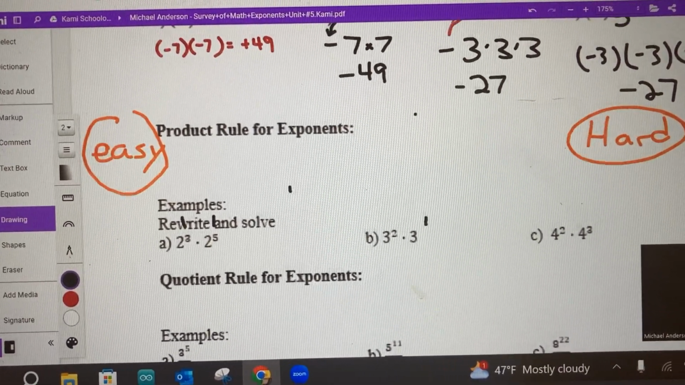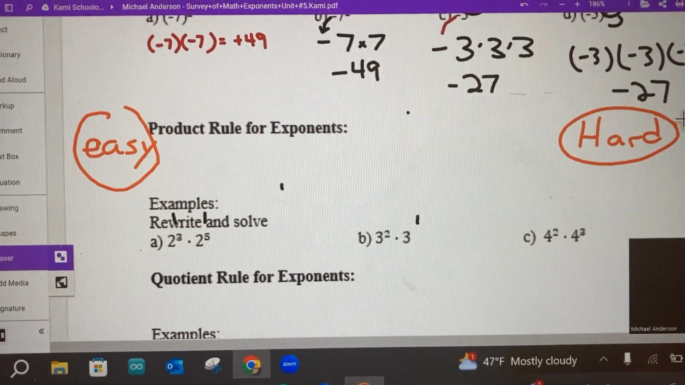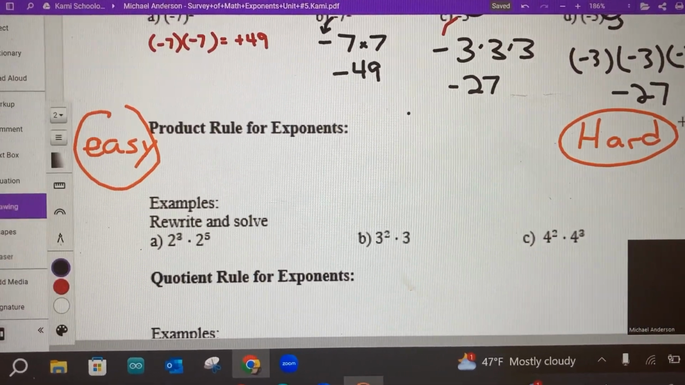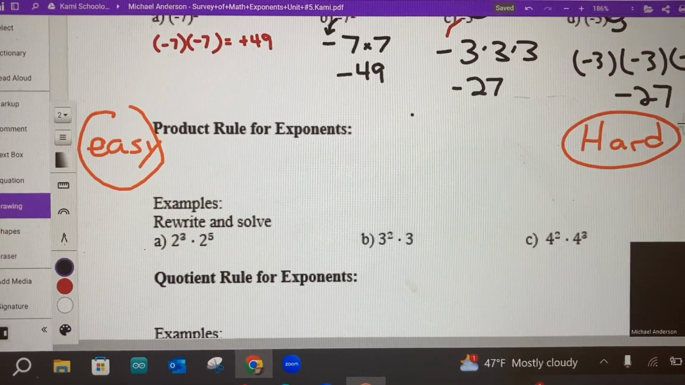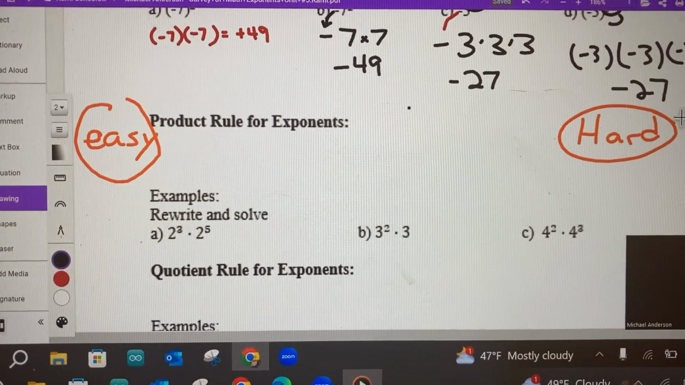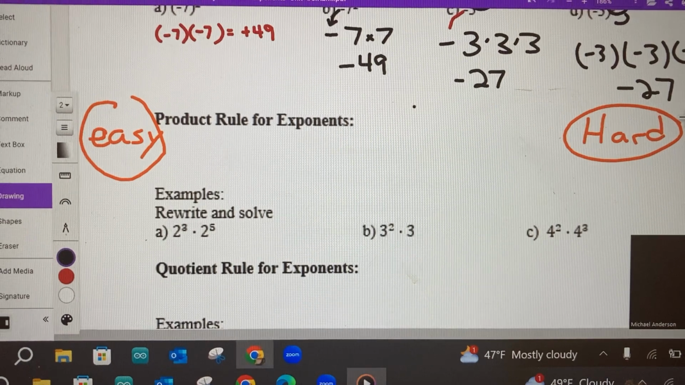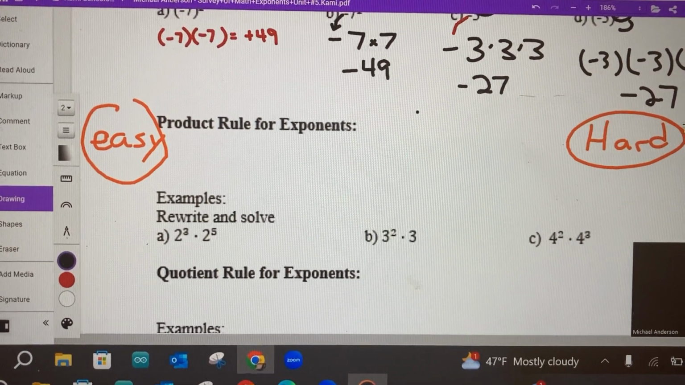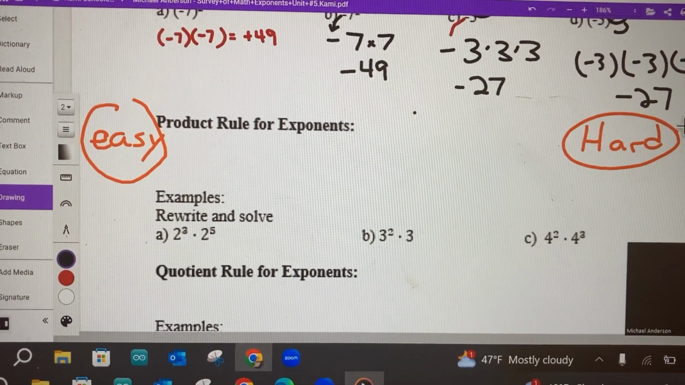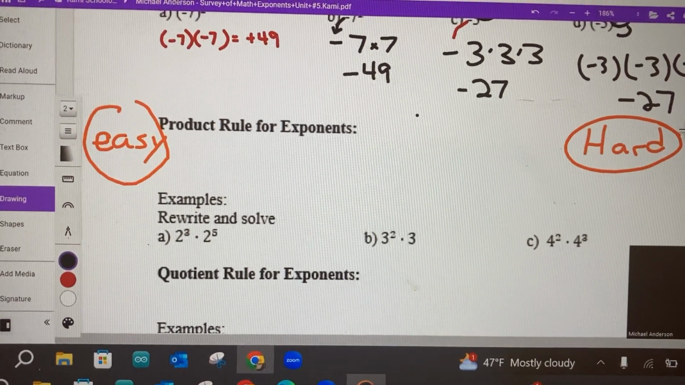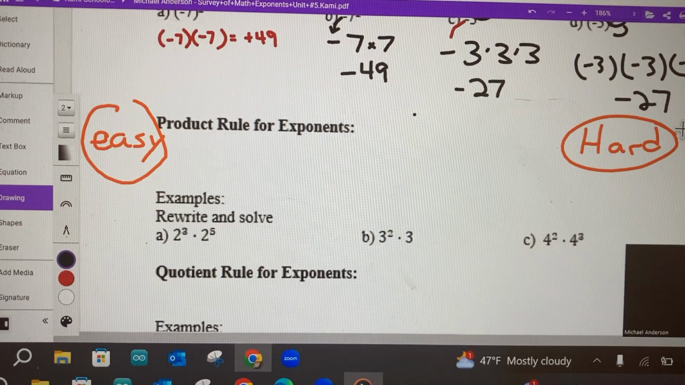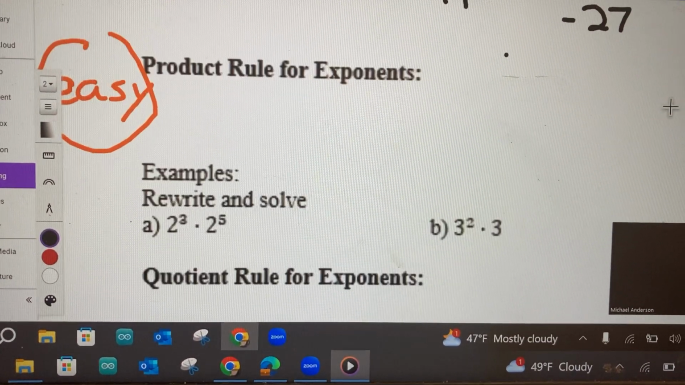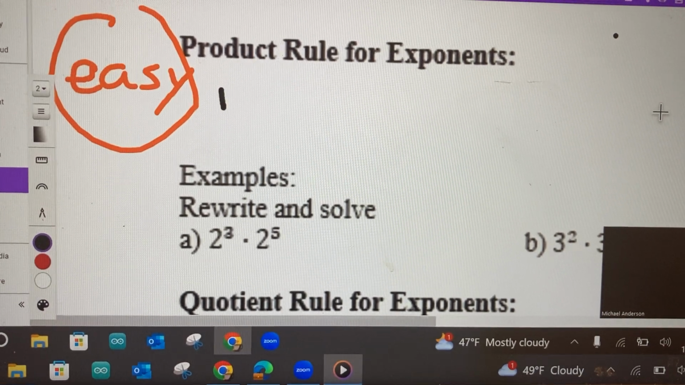Product rule for exponents. Let me clean this up here a little bit. Okay, to do multiplying and subtracting and dividing and all that kind of stuff with exponents, it's convenient to think about what is the easiest thing to do, and as you get into math more and more, what are the harder things to do? Okay, the easiest thing to do is nothing.